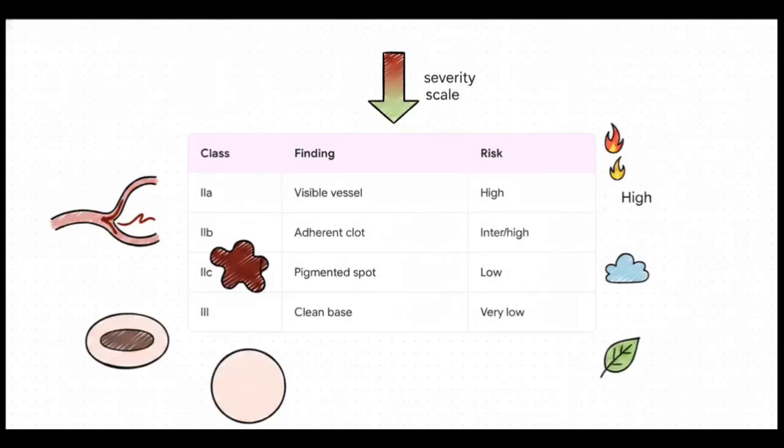Moving down the severity scale, we hit Class II, which is recent hemorrhage. Think of this kind of like a descending staircase of risk. Class IIA is a non-bleeding visible vessel, which keeps us squarely in high-risk territory. Stepping down to 2B, we find an adherent clot, and that sits at an intermediate to high risk. Then, 2C drops us down to the low-risk zone with a flat pigmented spot. Finally, we reach the totally green zone, Class III. That's a clean-based ulcer where the rebleeding risk is very, very low.